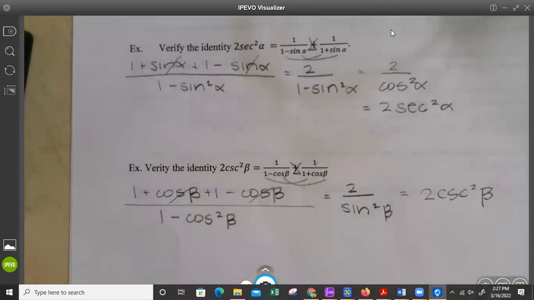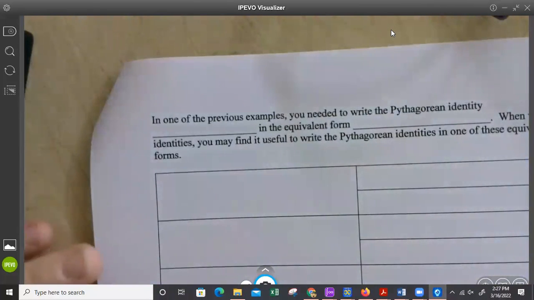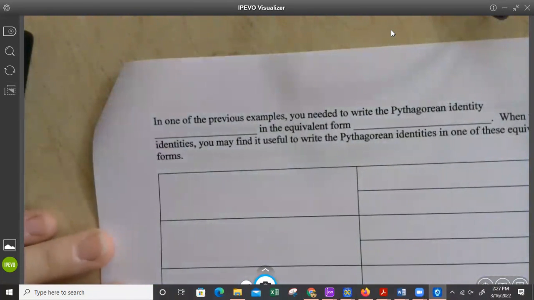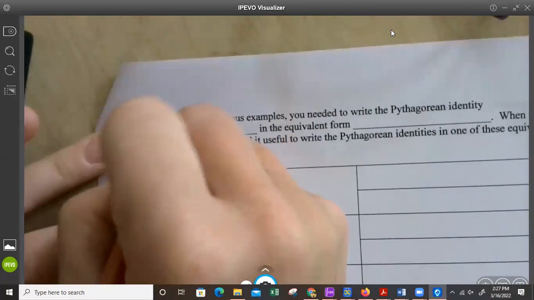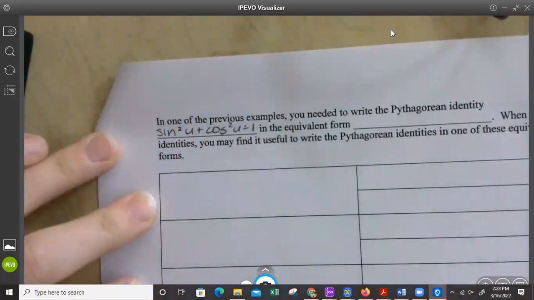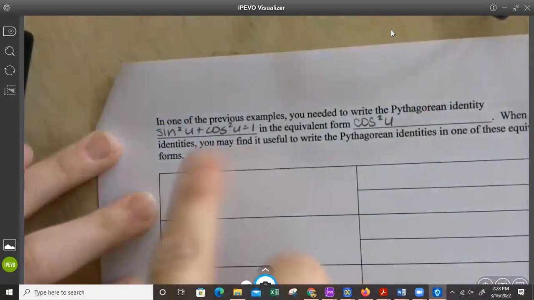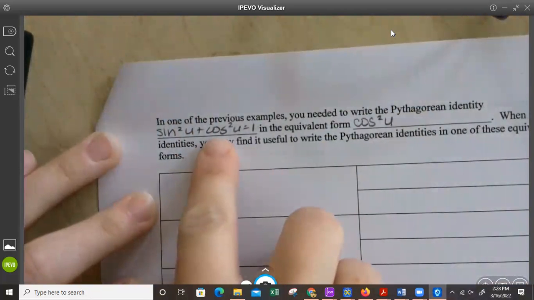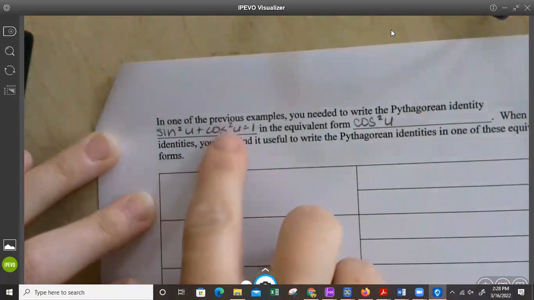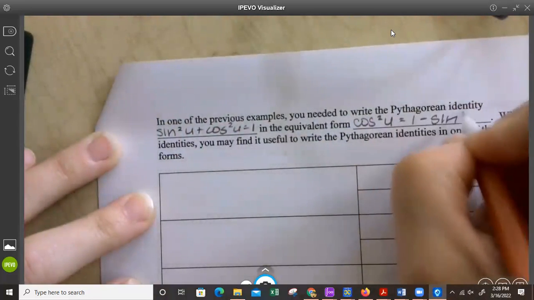So on the next page, this next box is just a manipulation of the trig function, like the Pythagorean identities. It's the same thing that we've already been doing in our head, but it's just written down for you. So in one of the previous examples, you needed to write the Pythagorean identity of sine squared u plus cosine squared u equals 1 in the equivalent form. So if I solve for cosine, I want cosine by itself. Subtract sine. We already did this.